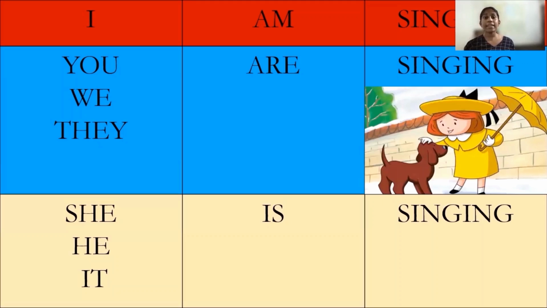If the subject is singular, she, he, it, or any singular subject, cat, dog, student, teacher, for any singular subject, we should use the helping verb is. Here, she, he, it. And the relevant helping verb I have used is, and then we should add the ing form of the verb. Here the verb used is sing, so I have used the ing form of the verb as singing. She is singing, or he is singing, or it is singing.